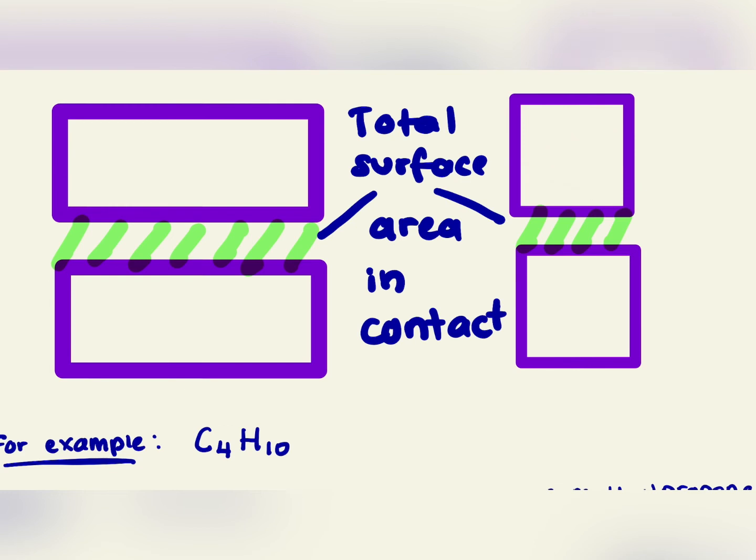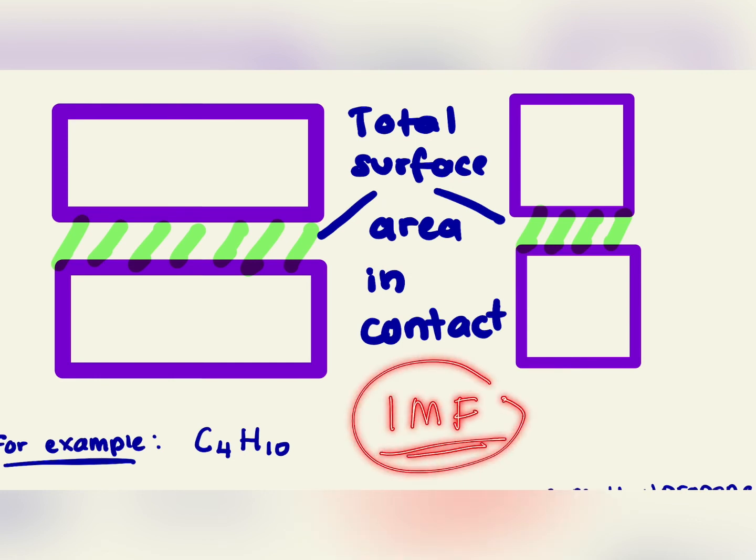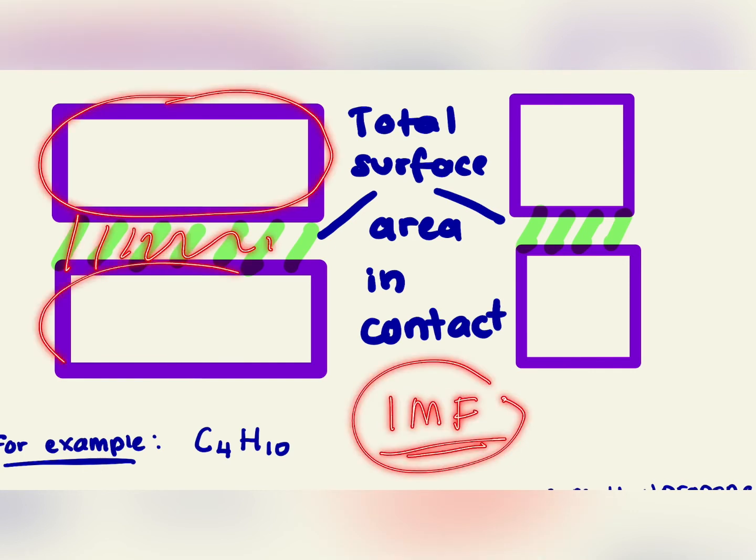Okay, so in general, kalau kamu imagine rectangle dengan square, so which one will have the more total surface area in contact? Sebab kita nak cakap tentang intermolecular forces of attraction. Maksudnya forces of attraction between molecule. Let's say ini satu molecule with another molecule.